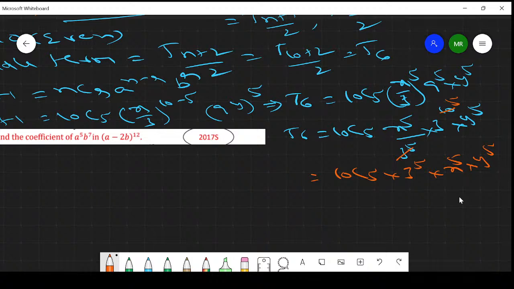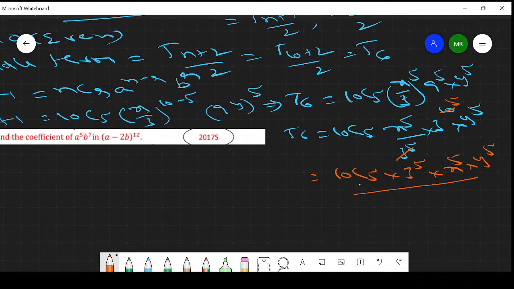We got like this, right? They are asking the middle term. 6th is the middle, T6 is the middle term. I have taken T6. I have used the formula 10C5, x by 3 whole power 10 minus 5, 9 by y whole power 5. You simplify, you will get like this. You can stop here. If you have time, you simplify 10C5. I explained how to simplify 10C5.